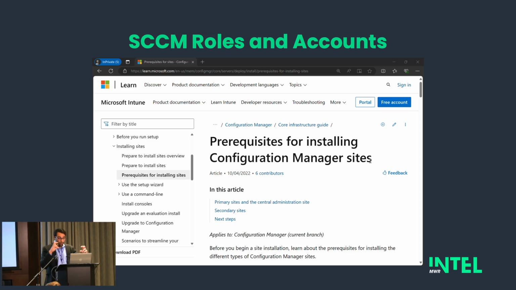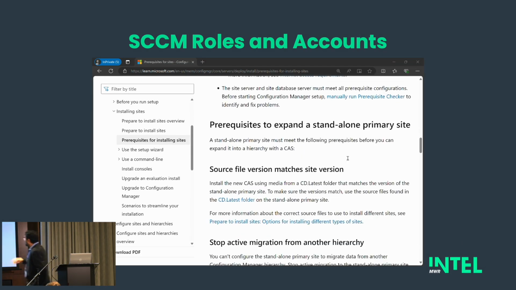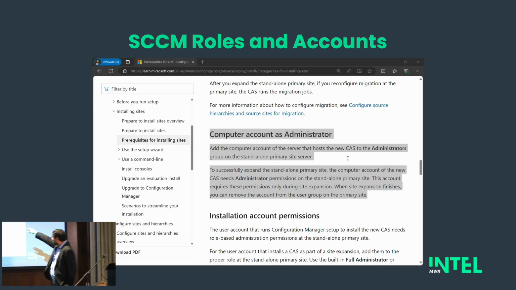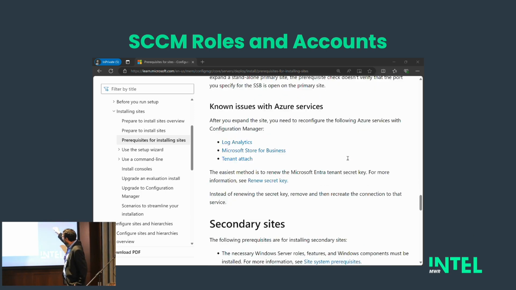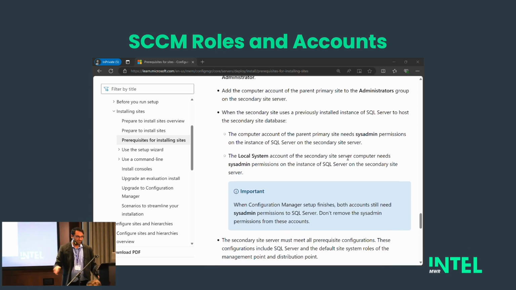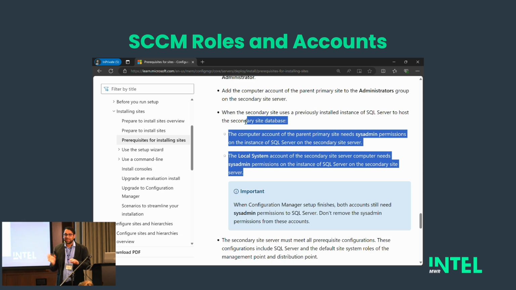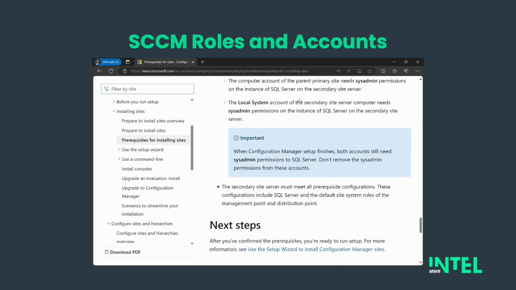effectively sites also need administrative rights on other servers that are part of the site. So you'll see that line that's highlighted there. The computer account of the parent primary site needs sysadmin permissions on the instance of the SQL server on the secondary site server. Now, it doesn't need to be deployed like that, but effectively, this means the computer account of the primary site needs sysadmin rights on the database server.